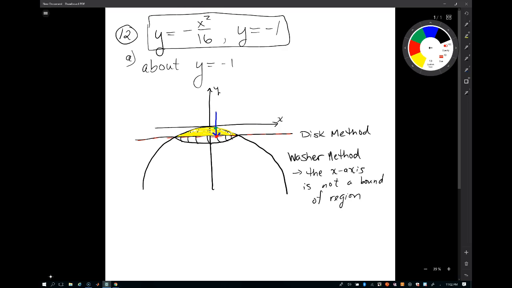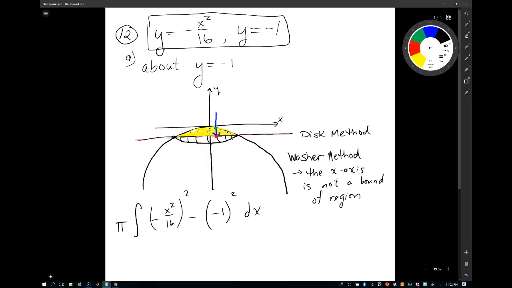So this vertical line that I drew that points down, it goes through the parabola first. And then it hits my y equals negative 1 line second. So if I set this up just like a normal disk method problem, it would be pi integral of the outer, which is negative x squared over 16, squared, minus the inner squared, and that's the one that it hit second, so negative 1 squared dx.